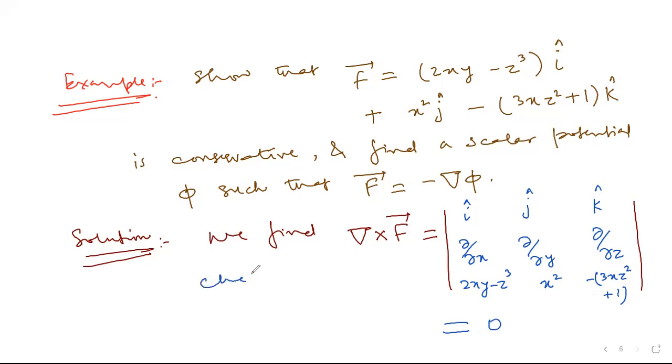Check it at home. So it turns out to be 0, which means that F is conservative.